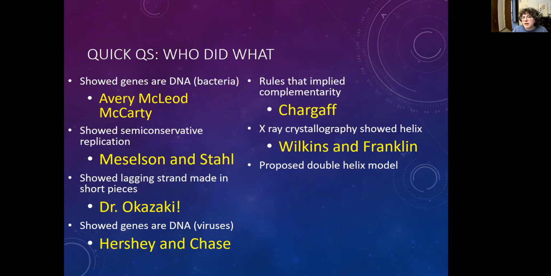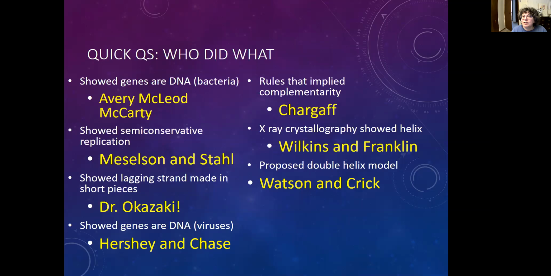And then who are the famous ones from all of this who actually put together an atom by atom model that showed the shape of the double helix and how DNA could have a structure that fit all of the other people's observations? That was James Watson and Francis Crick. All right.